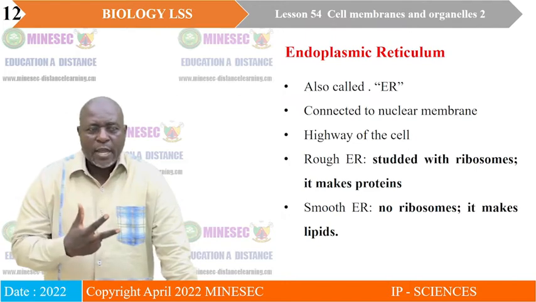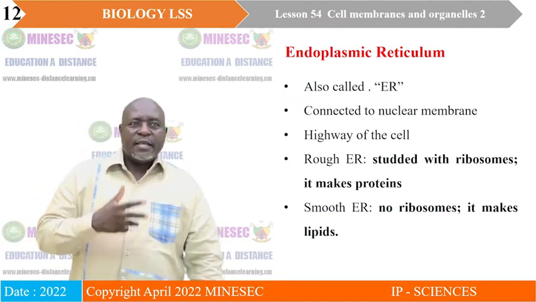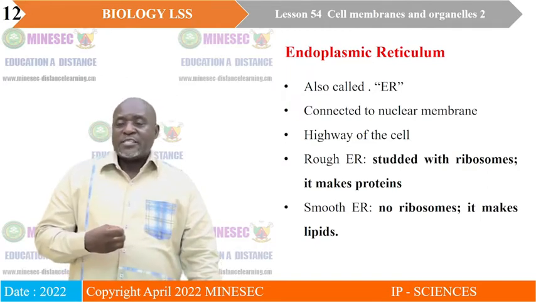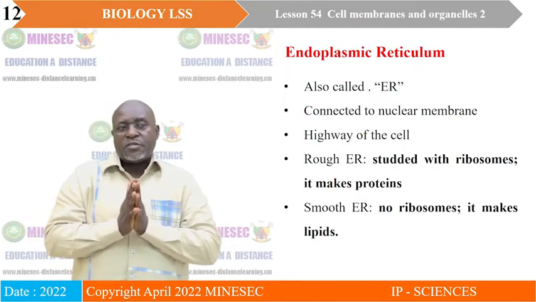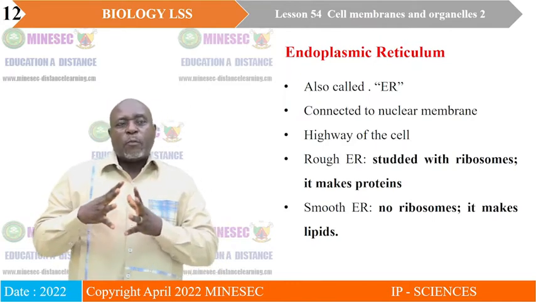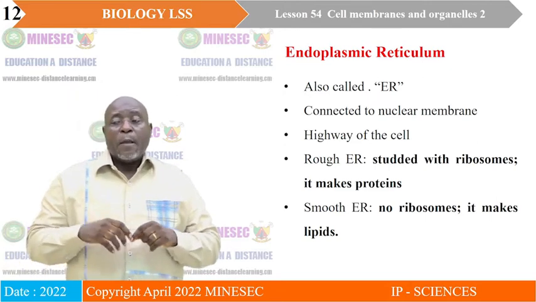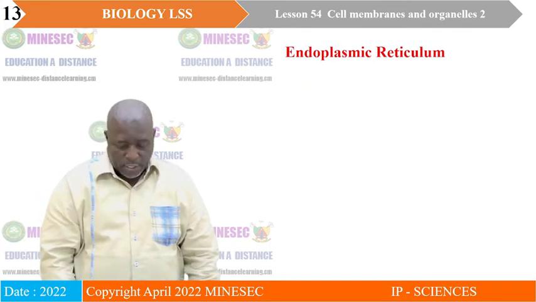And we have two types of endoplasmic reticuli. There is the endoplasmic reticulum that is called rough because its surface is stuffed by ribosomes that make proteins. There is the smooth endoplasmic reticulum, called smooth ER, no ribosomes, but it makes lipids. So that's very important. It makes lipids.